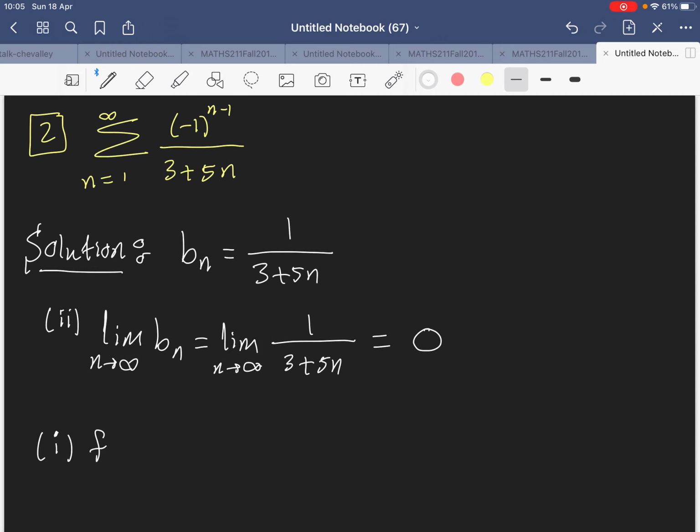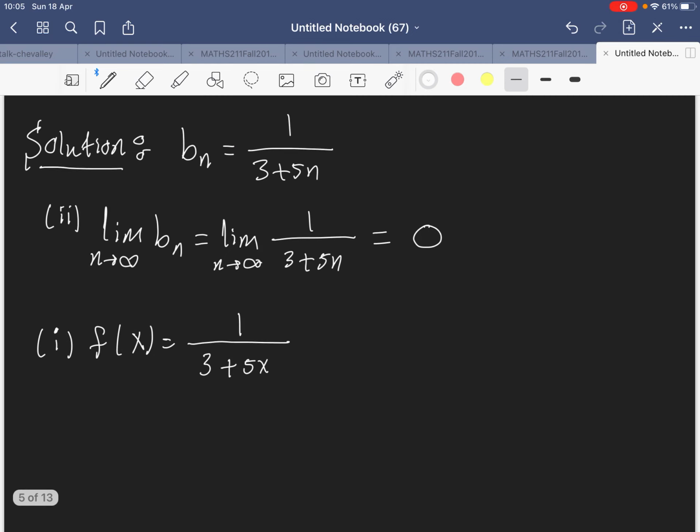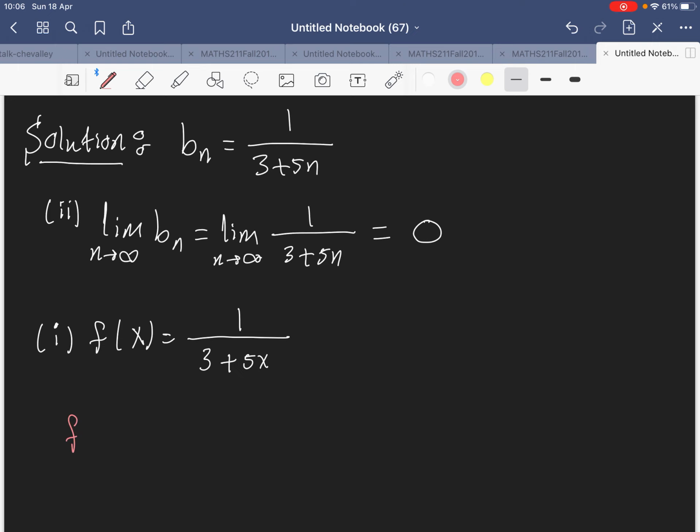Now you need to tell me what is the function that is similar to Bn. It will be 1 over (3 plus 5x), and then we find the derivative. I think we will use the chain rule. We can use the chain rule or the quotient rule, it doesn't matter. I just use the quotient rule. This will give negative 5 over (3 plus 5x) square. Now, is this positive or negative?